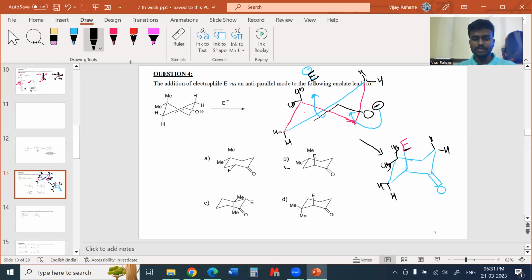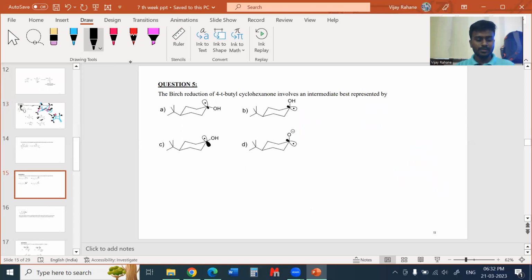So the correct option will be B, because they have the anti-periplanar mode. Anti-periplanar mode attack means the electrophile will come from outside. So this is called the anti-periplanar attack. When the enolate attacks the electrophile, the product will be option B. Option B is the correct option in this one. So these are some simple questions based on the enolate and the concept of enolate and stereochemistry. So we'll take the next question.